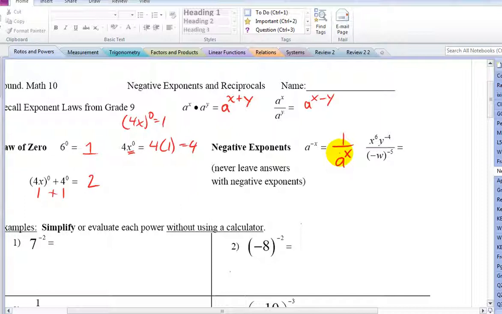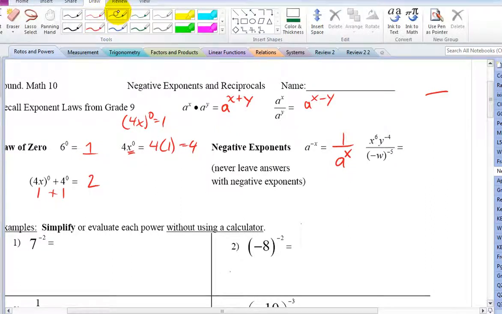Negative exponents do not mean negative answers. Negative exponents mean fractions. What do negative exponents mean? Fractions. Okay. So you're either going from the bottom to the top or the top to the bottom, depending on where you start. So here, what should we do? What should we flip?